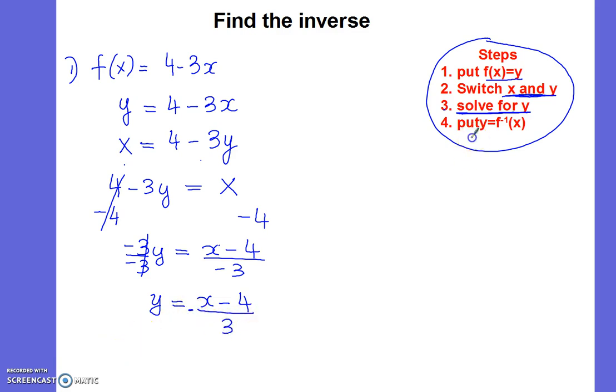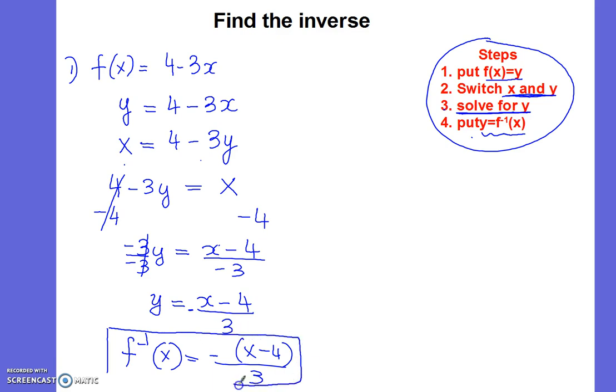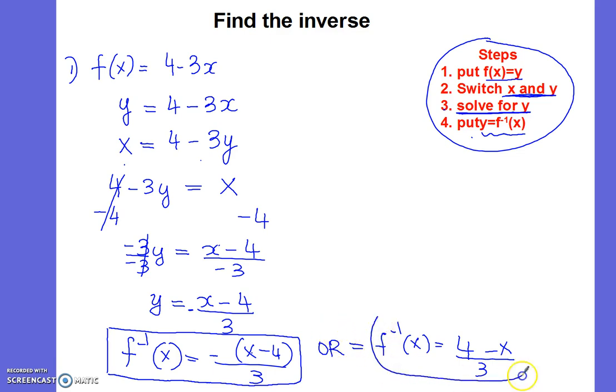The last step, put y as f inverse of x. So this is my y. So instead of y, I'm going to put f inverse of x as negative x minus 4 over 3. So this is my solution. My last step is my solution right here. This can also be written as f inverse of x is equal to, this negative can be distributed in and it will become 4 minus x over 3. They're both the same answers. You just have to do one of them. Either one, you'll get the right answer.